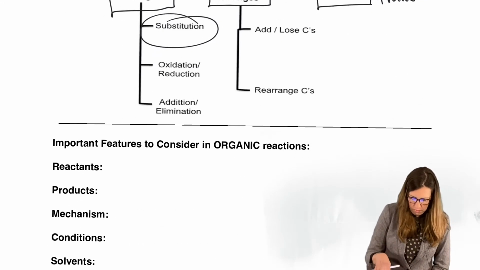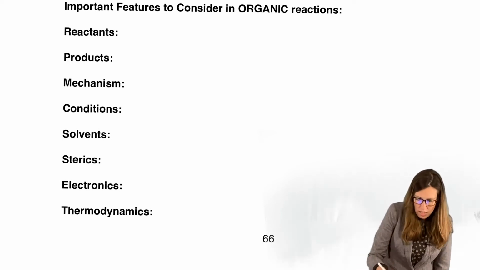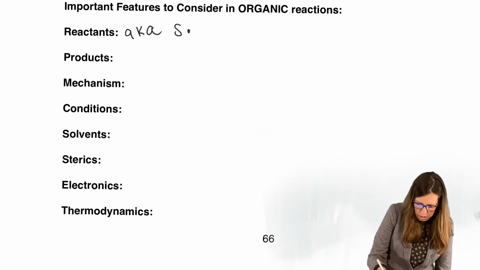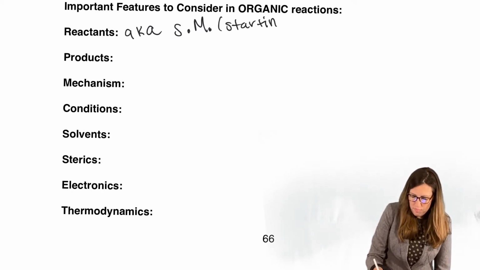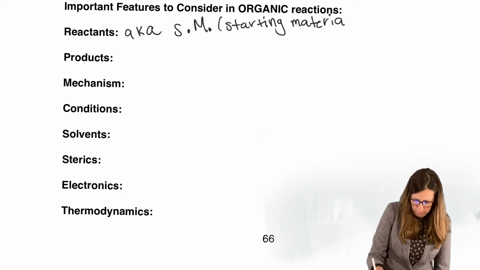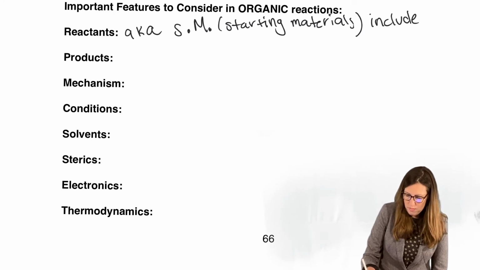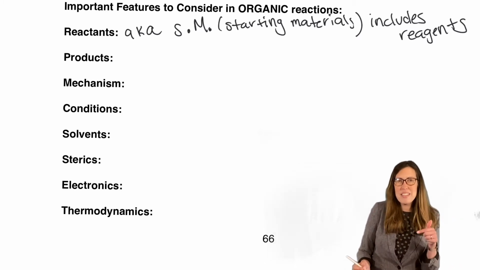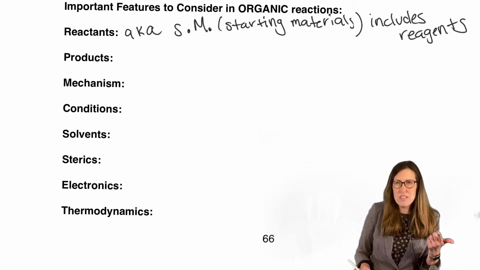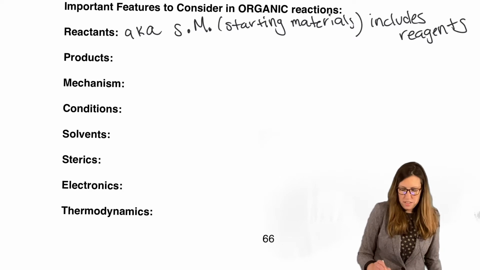Okay. All right, so features to consider. Reactants. We're going to use that word, reactants. We're going to use sometimes some nicknames, aka starting materials. We're going to talk about them so often they have another abbreviation, SM is starting materials. This includes reagents. So this is another term. Well, reagents, are they a reactant? Yes. Is a reactant a starting material? Not usually. So it includes reagents and starting materials.